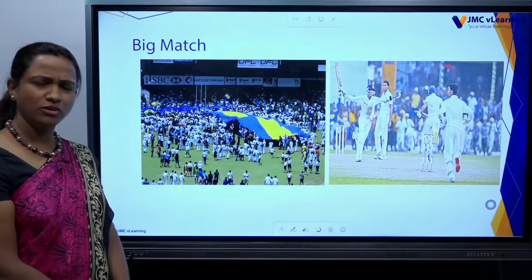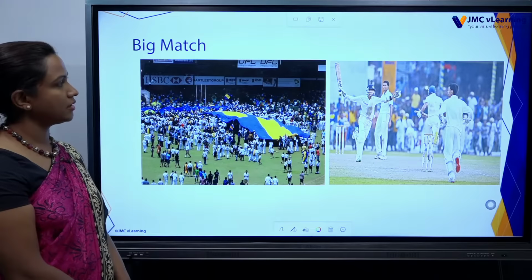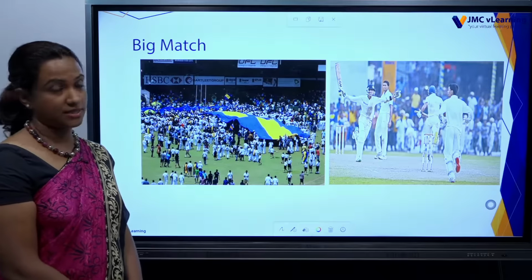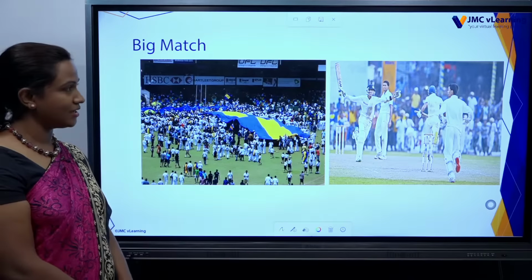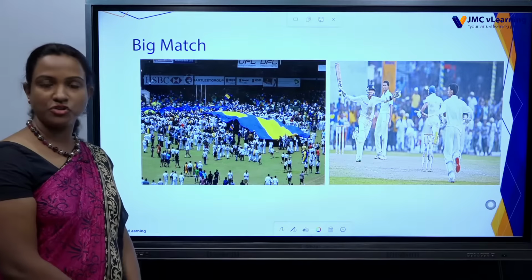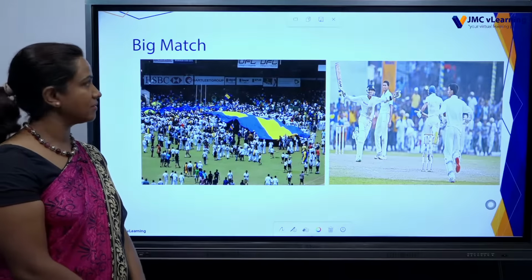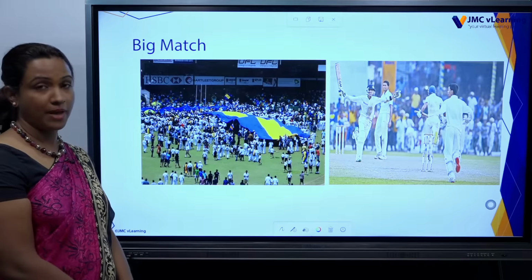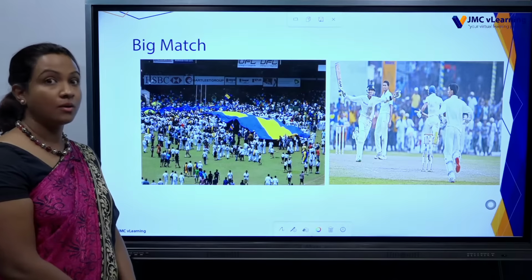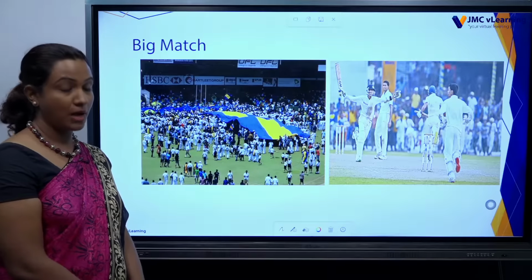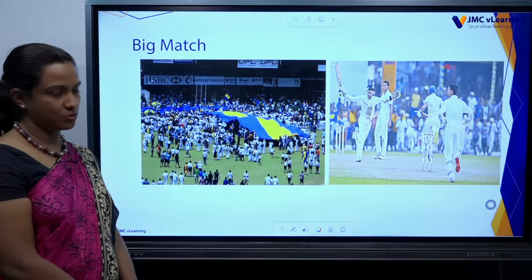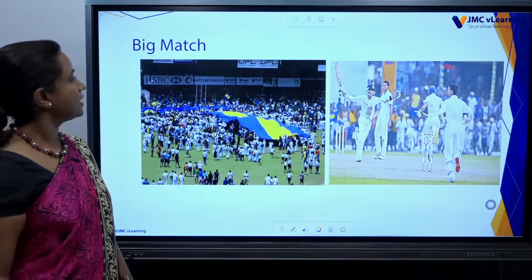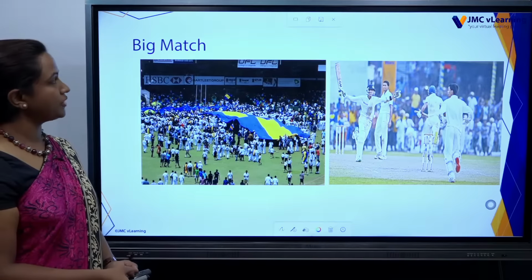So what do they do? Some players get the victory, some players get defeat, and they can show a good sportsman spirit in a good big match. These are organized by the very famous public schools, right? It happens at the international level as well. Let's move to the next slide.